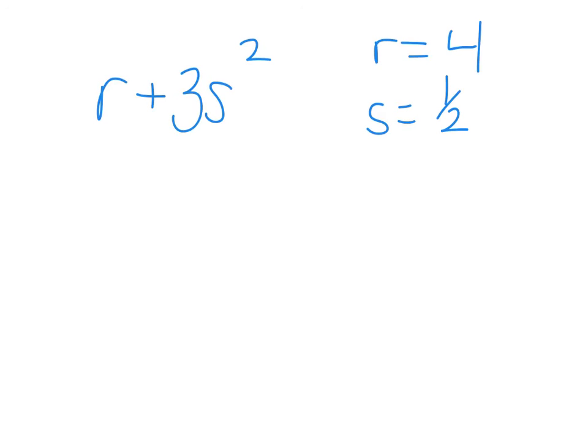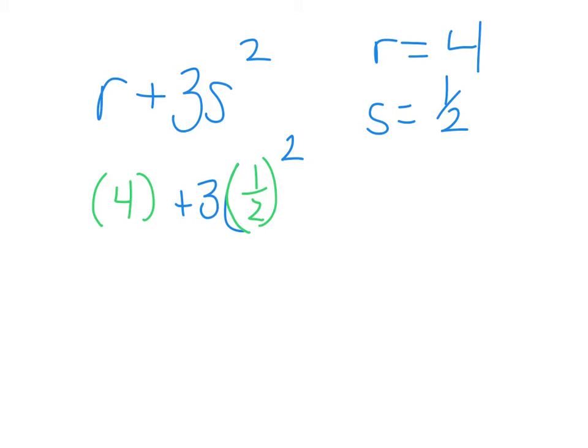Okay, let's look at problem number 2. It says r plus 3s squared when r equals 4 and s equals 1/2. So we're going to take the r out, and we're going to put a 4 in its place, plus 3 times 1/2, and then squared. So looking at this, what does PEMDAS tell us to do first?